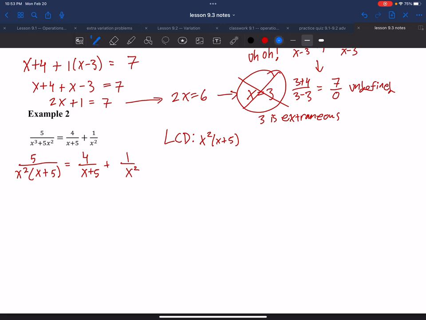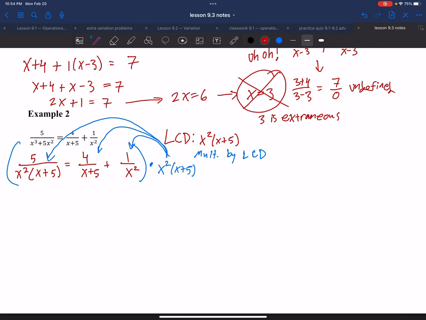So maybe I'll use this in blue. I say multiply by LCD, because I don't want to write all that again. So I'm just going to put a big old parentheses like this and say times x squared times x plus 5. And keep in mind, I'm distributing this to everything. So you're distributing this here, here, and here. Now what I want you to notice is, I'll get my laser pointer, if I put that here, then I have 5 times x squared times x plus 5 over x squared times x plus 5. So those just cancel.